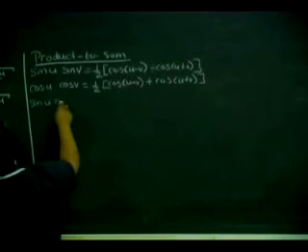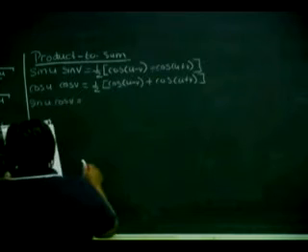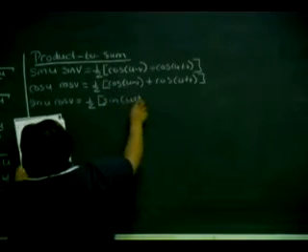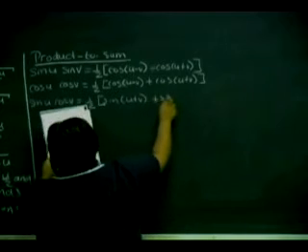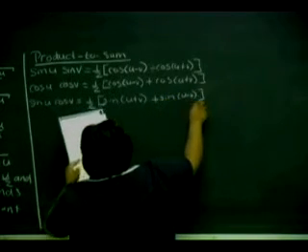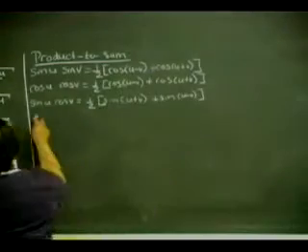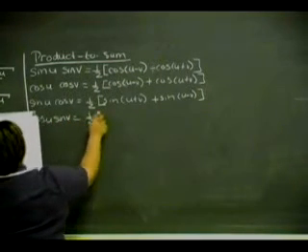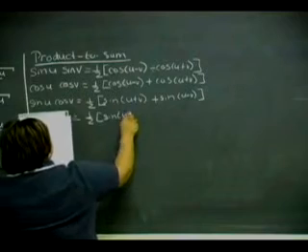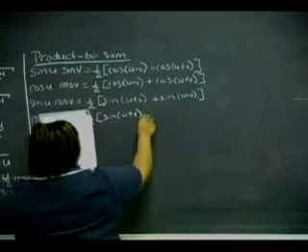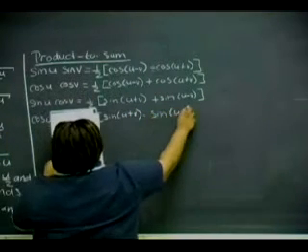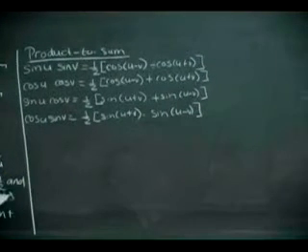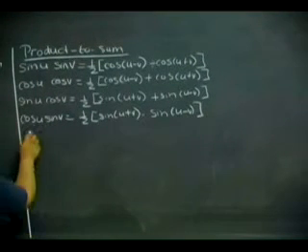Sine U cosine V is 1/2 sine U plus V plus sine U minus V, and cosine U sine V is 1/2 sine U plus V minus sine U minus V. Okay? Product to sum. And then lastly we have sum to product.